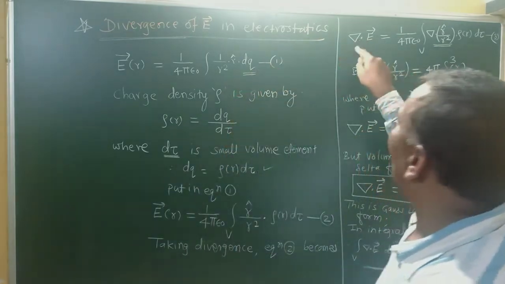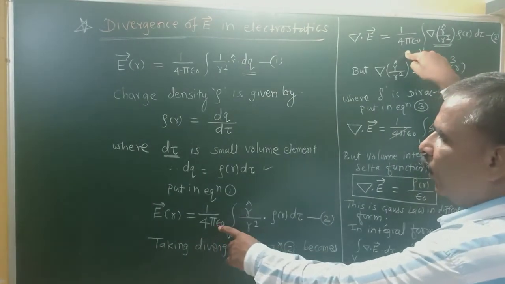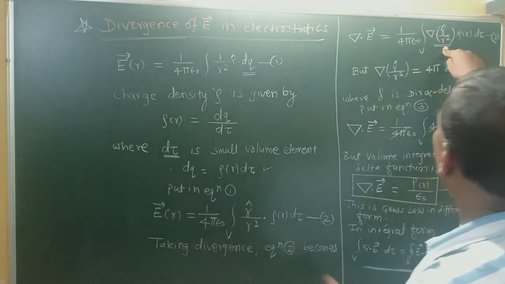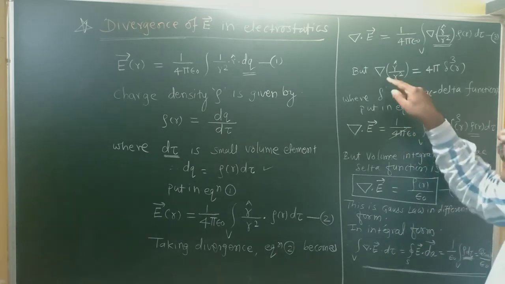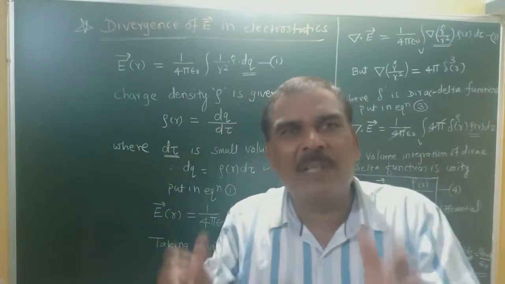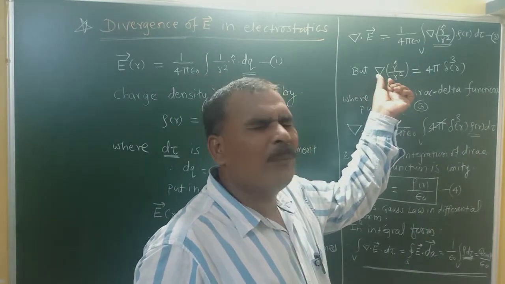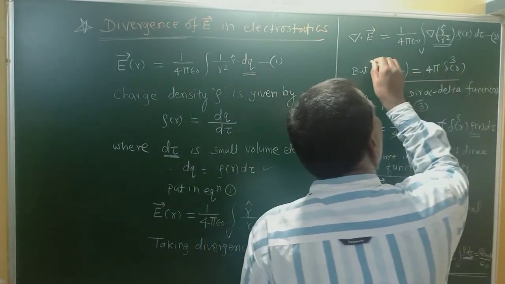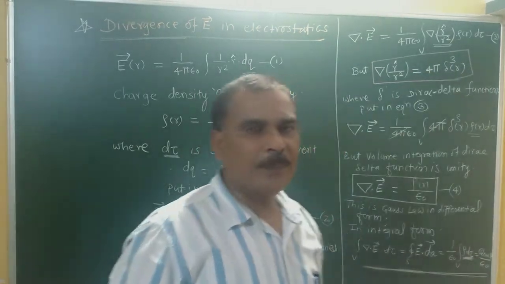Remember, del dot E bar is equal to 1 upon 4 pi epsilon 0 into the integral of divergence of r cap upon r square into rho of r into d tau, equation number 3. But divergence of r cap upon r square is a function called the Dirac delta function, and this divergence is a very important formula that we have to remember. Divergence of r cap upon r square is equal to 4 pi into delta cube of r.